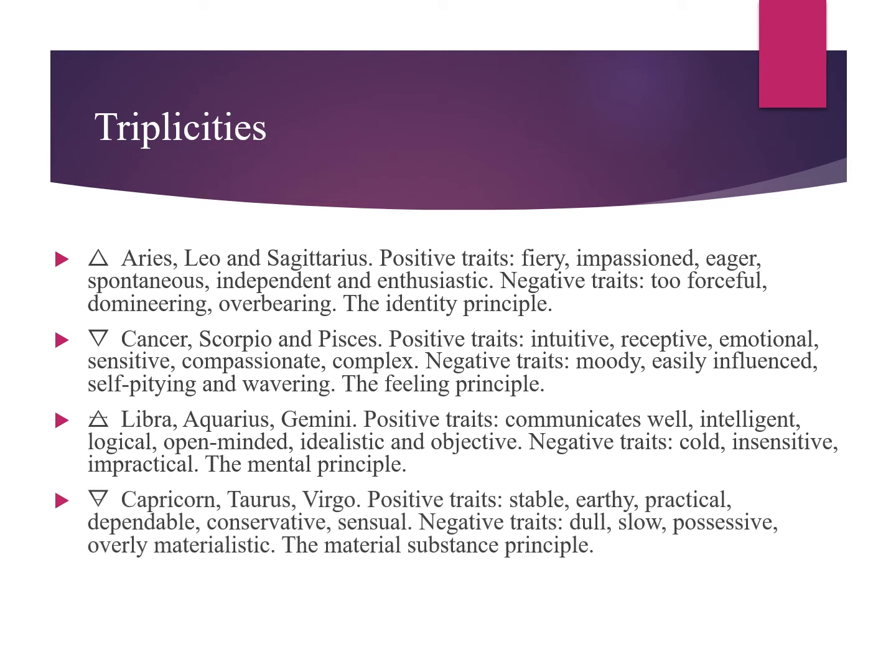And the fourth triplicity is the triplicity of Earth, which is Capricorn, Taurus, and Virgo. On the positive side, these traits can be stable, very earthly, very practical, dependable, very conservative, and also very sensual. On the negative side, they could be slow, dull, possessive, or very materialistic. Of course, this is the material substance principle. This is the principle of what I have, what I own, or things around me.